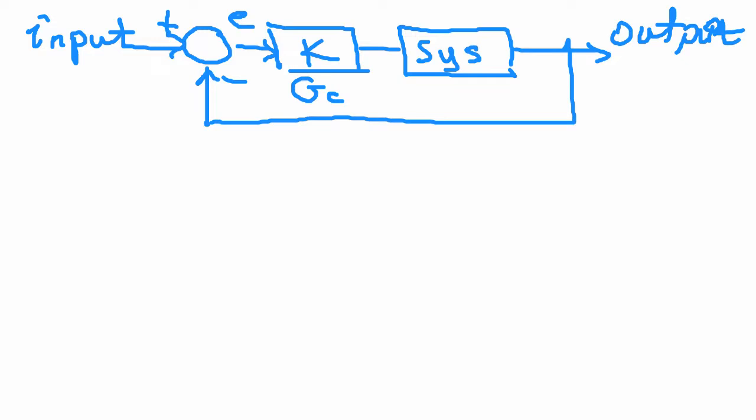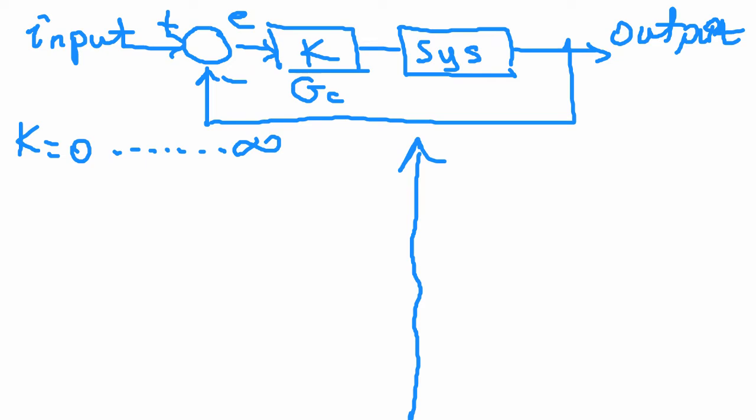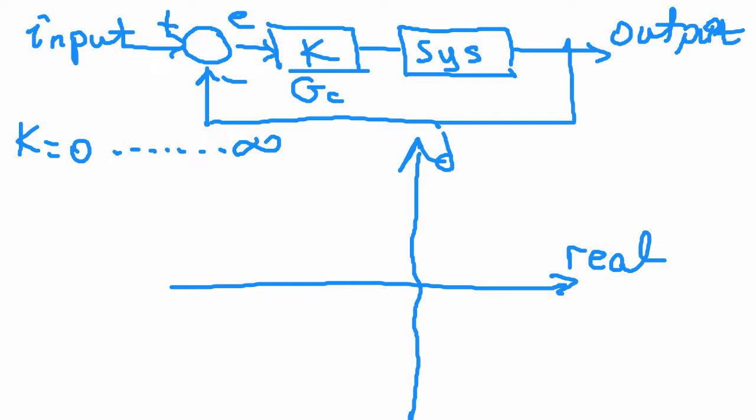Now, K starting, changing to infinite. What's going to happen? Of course, the system equations are very important, but nevertheless, the location of the poles might be changing with the change of the gain.